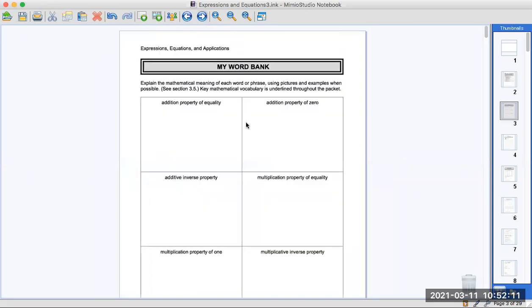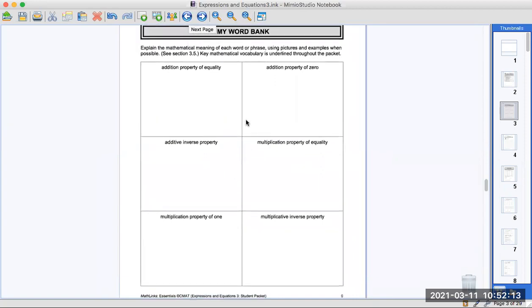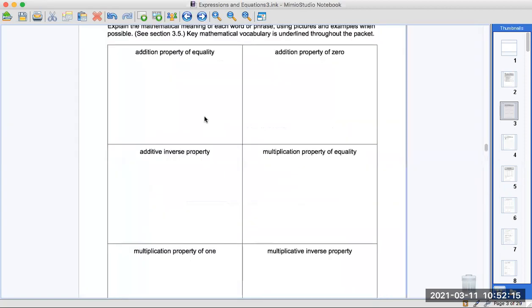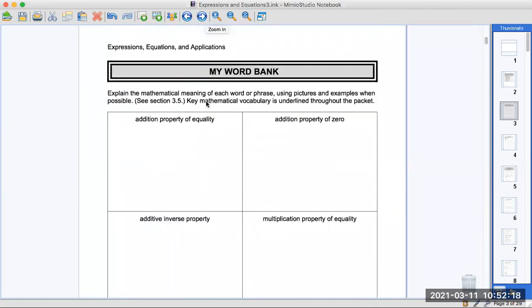And we're going to our vocabulary page, the very first page. Make sure you write these down. I notice some of you don't write them down. Please do. So these are notes.